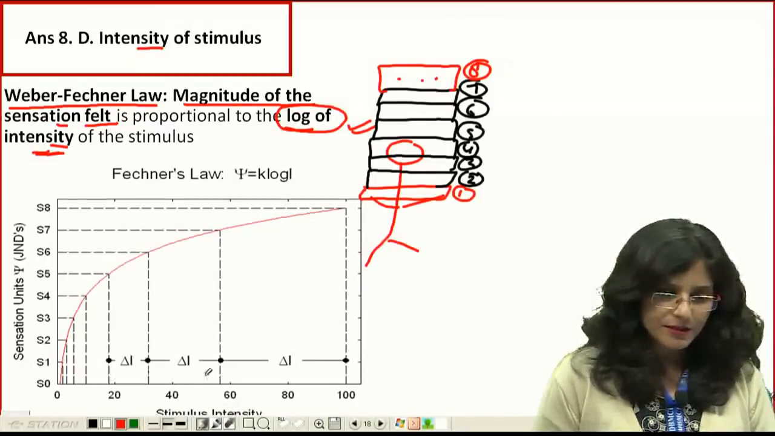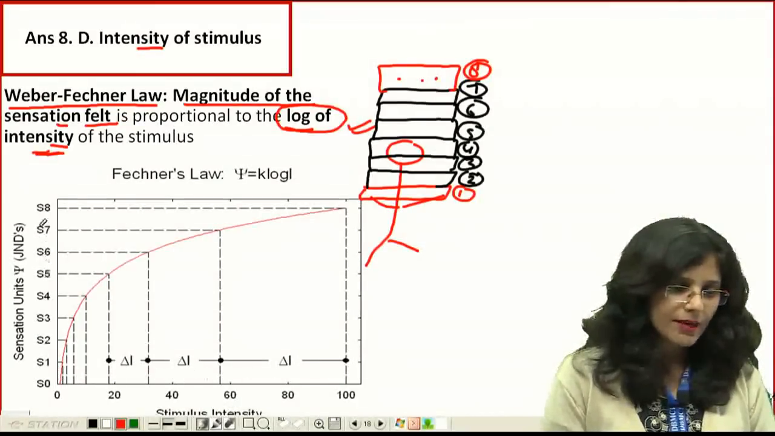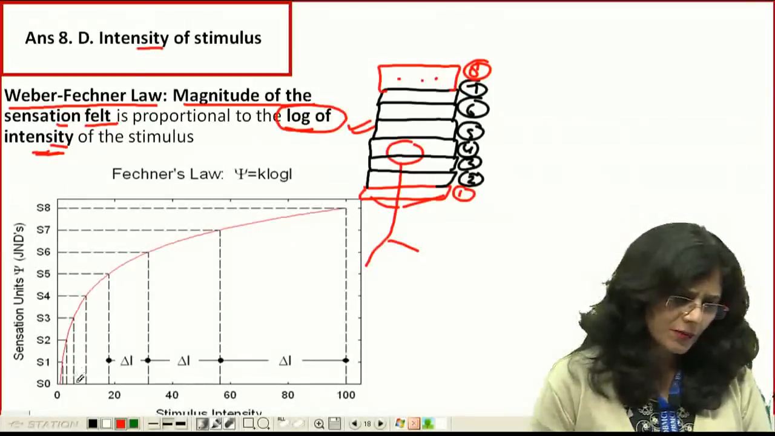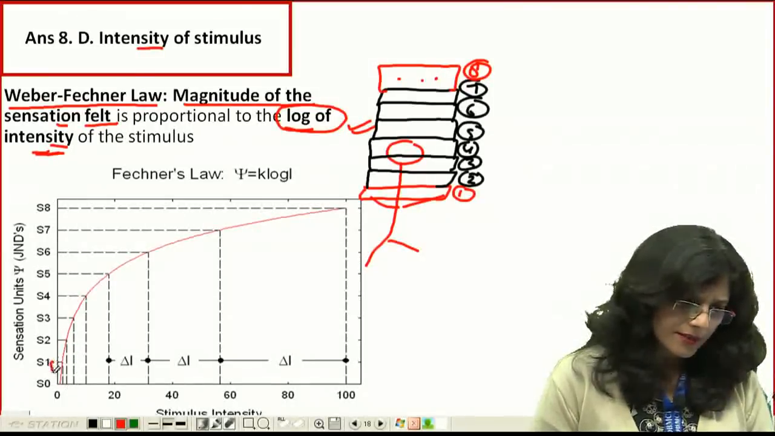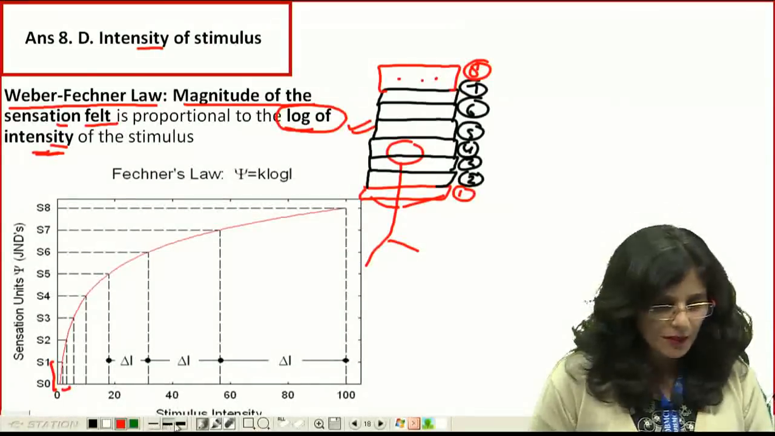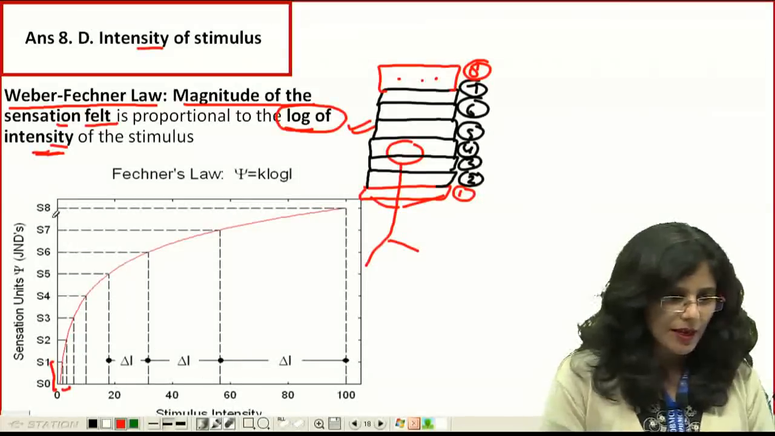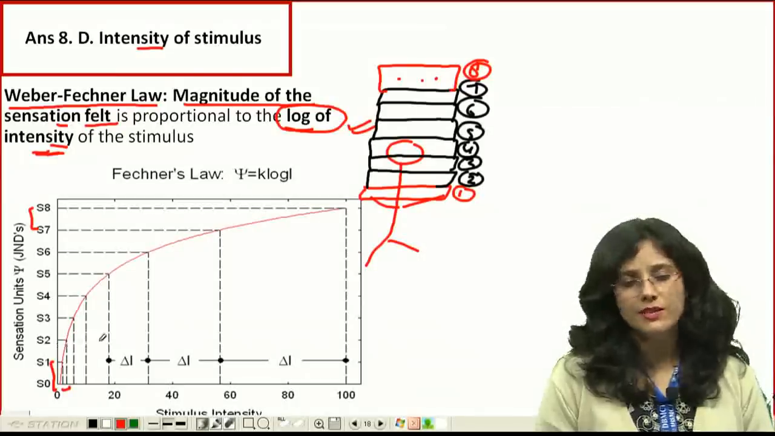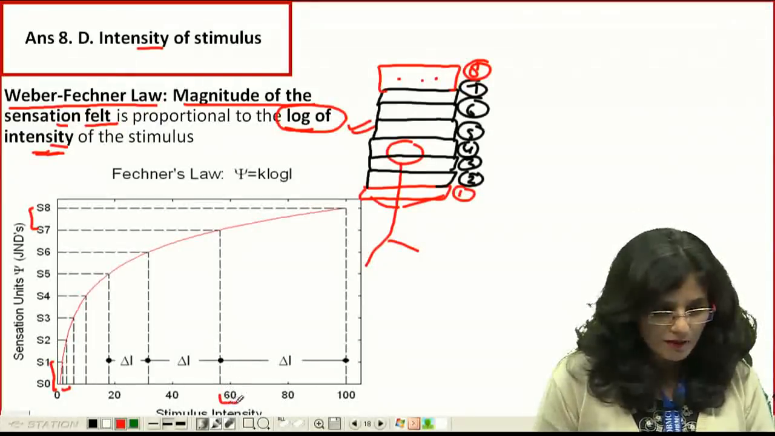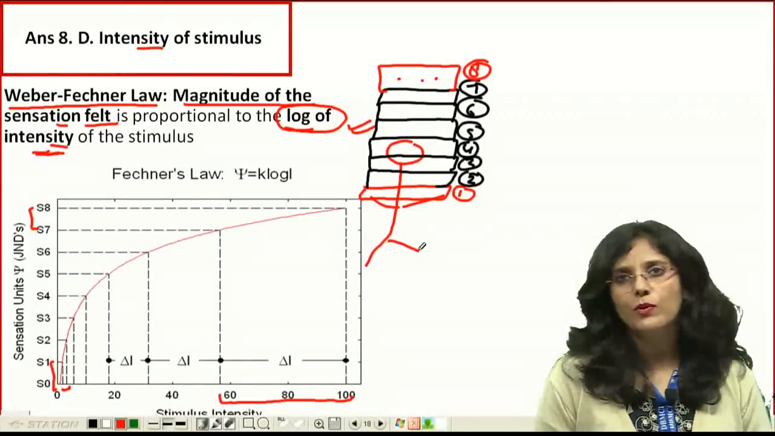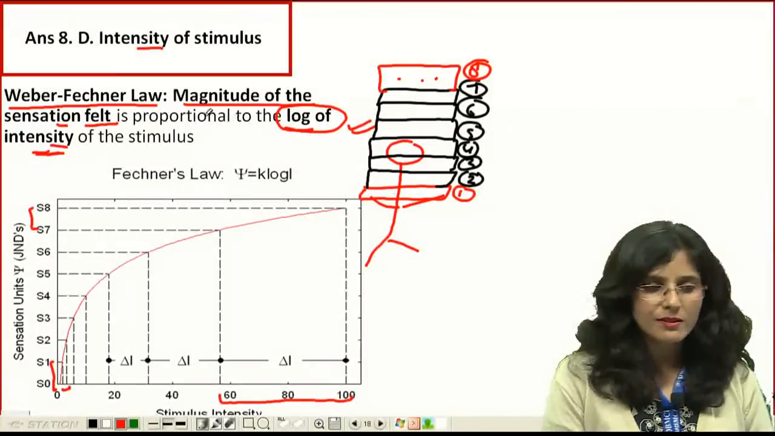Here on the x-axis is the stimulus intensity, and on the y-axis the sensation unit, the sensation felt. If you see here, the same sensation felt initially needs only a little difference in the stimulus. But later on, producing the same difference in the sensation felt will need a very much larger difference in the stimulus intensity.